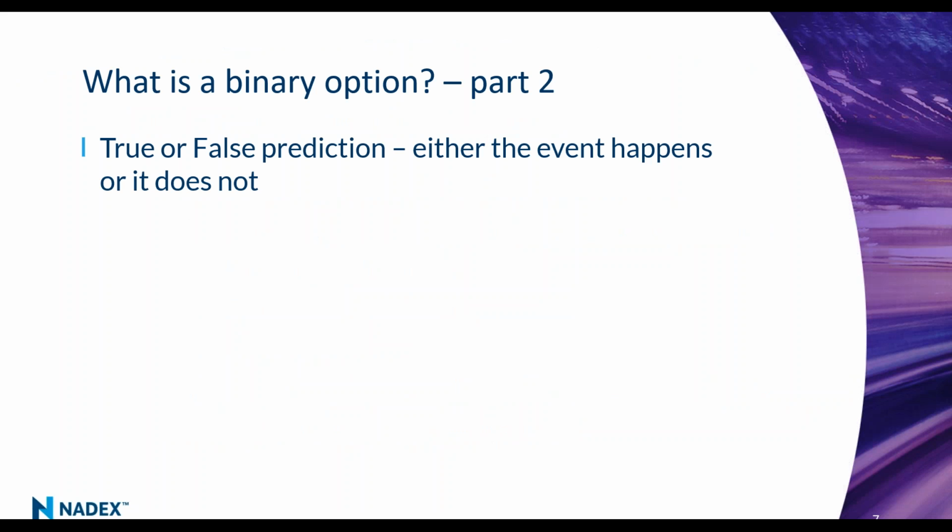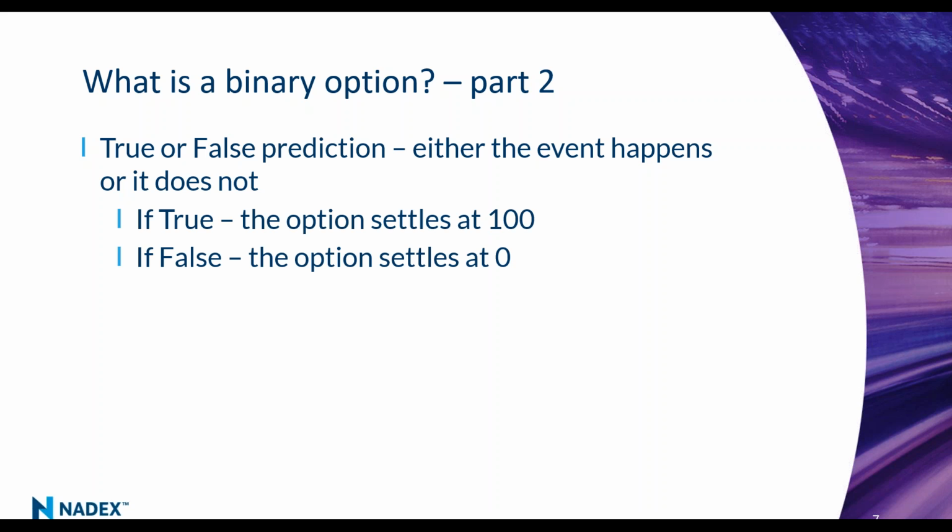So now that we've done a generic definition, let's get a little bit further. When we talk about the condition, it's a prediction. It's a true or false proposition. Either the event happens or it does not. That's why it's called a binary option, because it's only got two outcomes. Outcome one, the prediction or the condition is true, and the option will settle at 100. If the condition is false, the option will settle at 0. And that's it. That is a binary option.